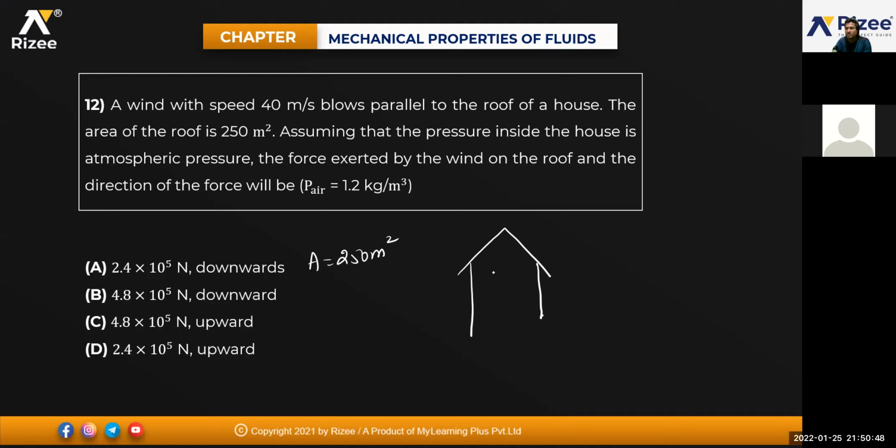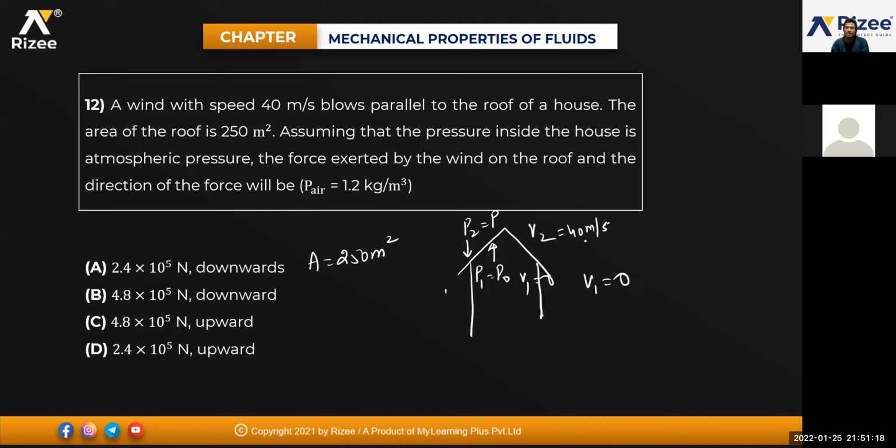Pressure inside is atmospheric pressure, and pressure P2 is here right now. Here the velocity will be V2 and here the velocity will be V1. V2 will be equal to 40 meter per second because the air is moving parallel to the roof, and this air is moving in the upward direction. And here V1 will be 0 because there is no motion of the roof of the house. So V1 will be equal to 0.